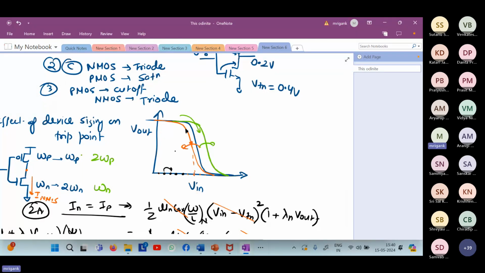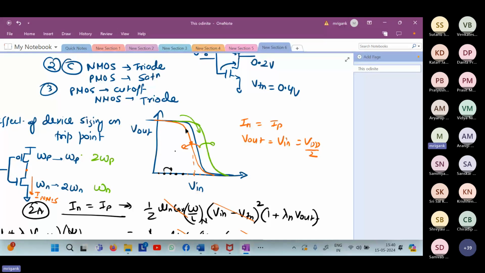So if you have to get the condition where you have the V out equal to V in curve cutting the midpoint exactly at VDD by 2, then what will you do? Again, I can go back to the same equation. All I have to do is equate IN equal to IP, assuming V out equal to V in equal to VDD by 2. So in that same equation, I can just put V out equal to V in equal to VDD by 2 and equate IN equal to IP and get the condition.